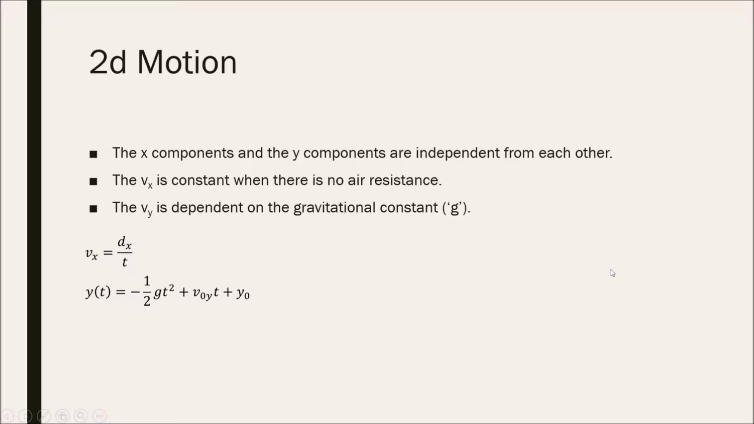In two-dimensional motion, the x components and the y components are completely independent from each other. One's vertical and the other is horizontal, so the horizontal has no effect on the vertical. Gravity has no effect on horizontal movement, only on vertical. And things like air resistance act horizontally as the arrow moves horizontally, so air resistance has no effect on the y dimension, in this case at least.